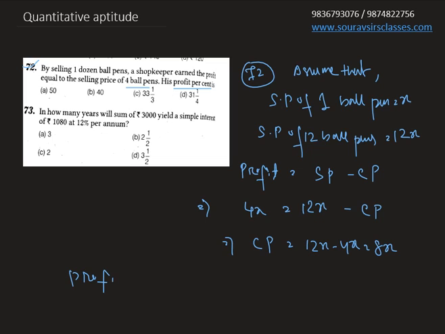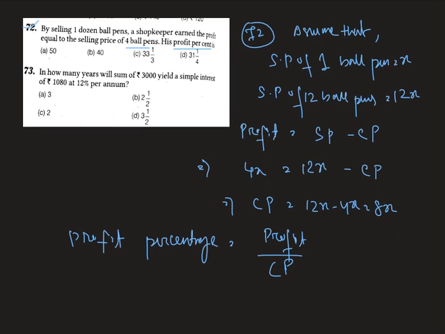Now profit percentage is always equal to profit over cost price into 100. Therefore, we have profit, which is 4x, over cost price, which is 8x, into 100. That means the profit percentage is 50%, hence option A is the correct answer.